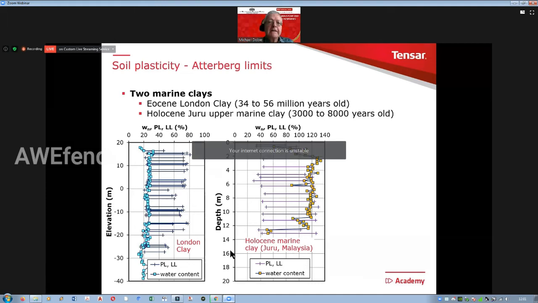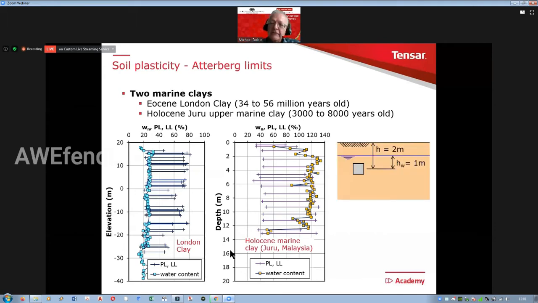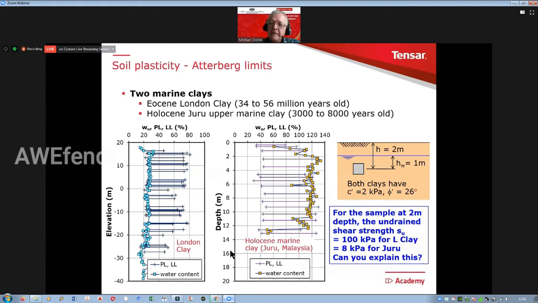Possible question for you. We have a sample from a depth of 2 meters in both of those clays, and there's a water table or phreatic surface at 1 meter, and they both have c' of 2 kilopascals and phi' of 26 degrees. This is very possible, but the London clay has an undrained shear strength of 100 kilopascals, and the Jura clay has an undrained shear strength of only 8 kilopascals. Can you explain that using soil mechanics?